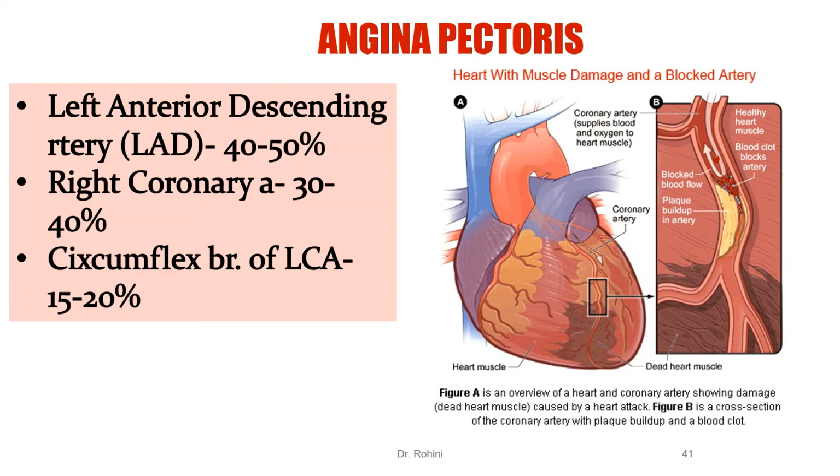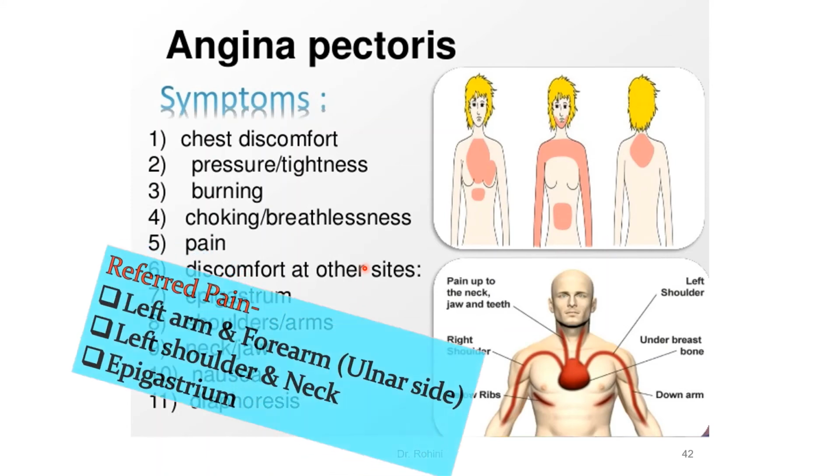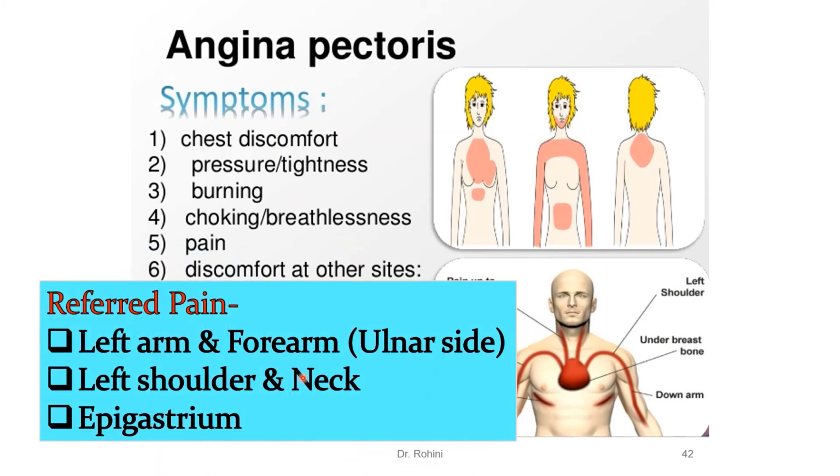Now this angina pectoris may have the most common symptom of chest discomfort, pressure or tightness or some burning sensation, chest pain, breathlessness. This pain may be referred to other sites like the epigastrium, shoulders or arm, neck or jaw, and may be associated with nausea and vomiting also. Most likely sites of the referred pain are the left arm and forearm, left shoulder and neck, and epigastrium.